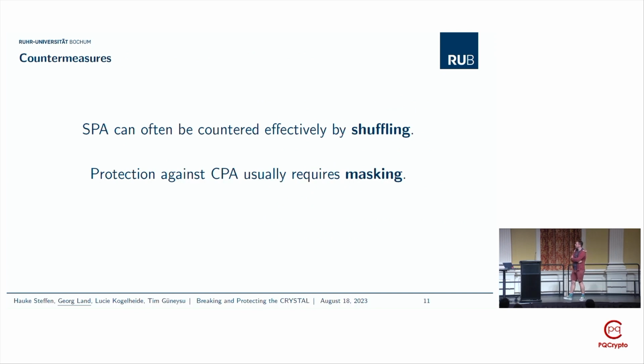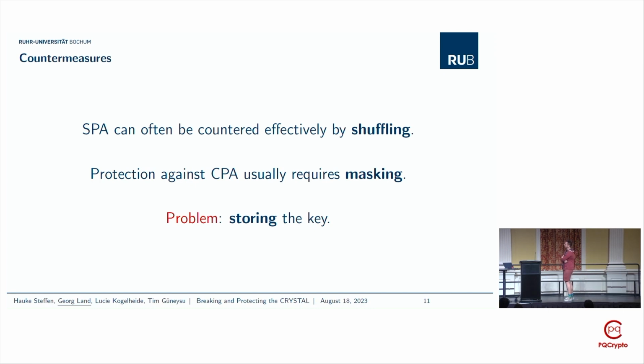So now some countermeasures. These simple power analyses can often be countered effectively by shuffling. We did not actually try this out. Because in the end, what you often want to do is masking, because it also offers protection against correlation power analysis. I'm happy I didn't give more background, because Marco already covered this. The problem is already storing the key. Yeah, that's a big issue.